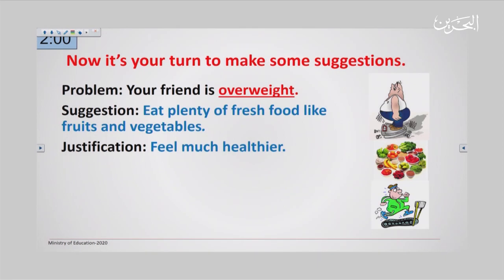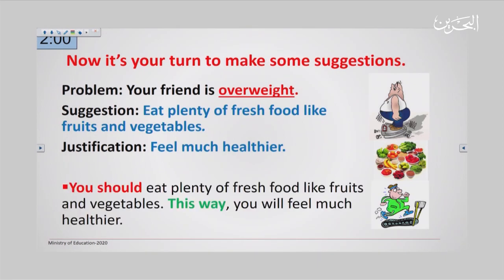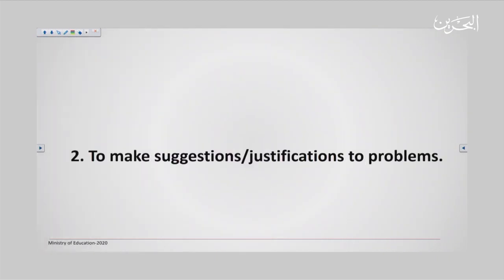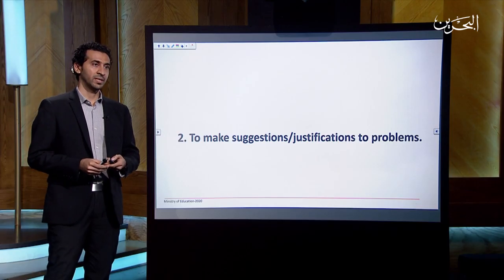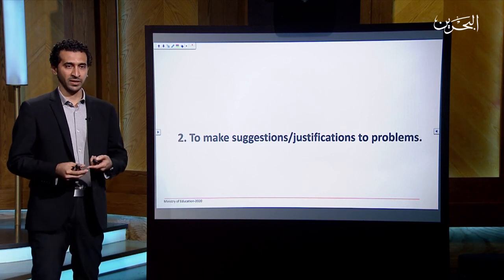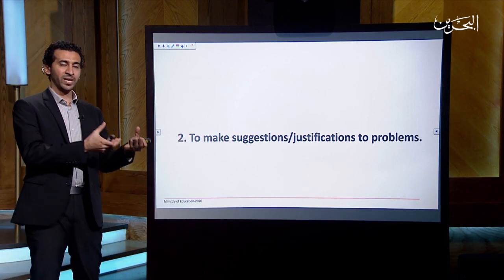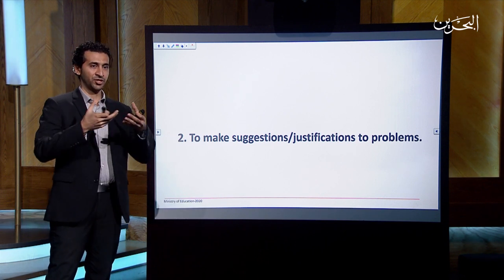Now, let's have a look at the complete sentence. Here you go. You should eat plenty of fresh food like fruits and vegetables. This way, you will feel much healthier. All right. So, now let's review the second objective of our lesson. If you remember, the second one was to make suggestions and justifications to problems. So, now we are able to make suggestions, and we are able to give justification for these suggestions.